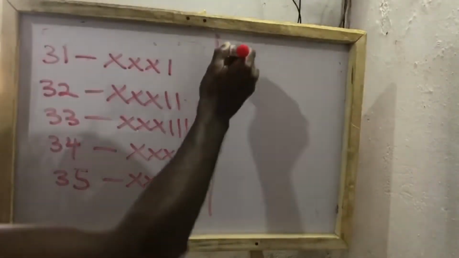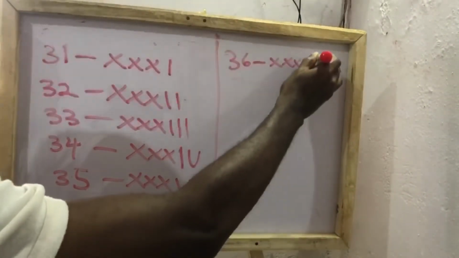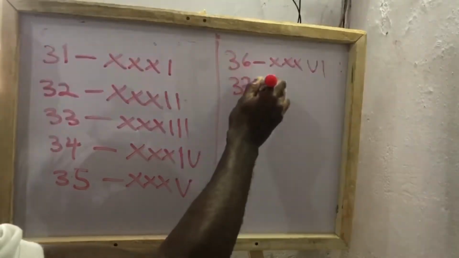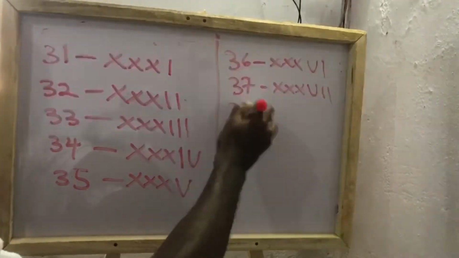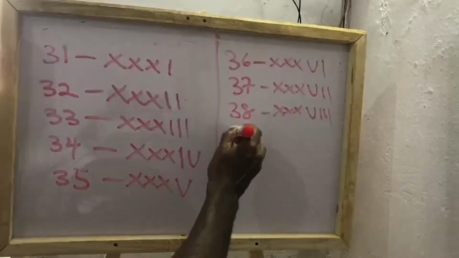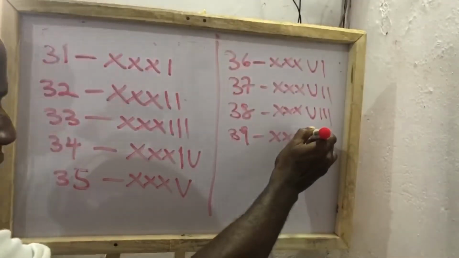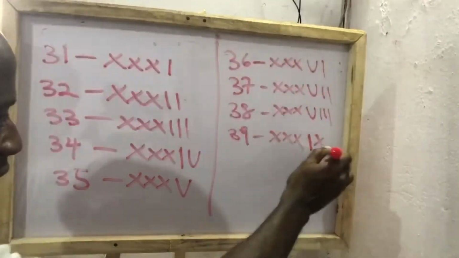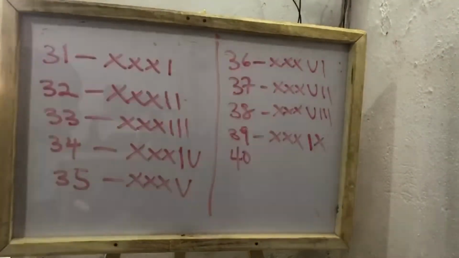Now 36. 36 will be XXXVI. 37 will be XXXVII. 38 will be XXXVIII. 39 will be XXXIX. 40 now. 40 will not be XXXX.